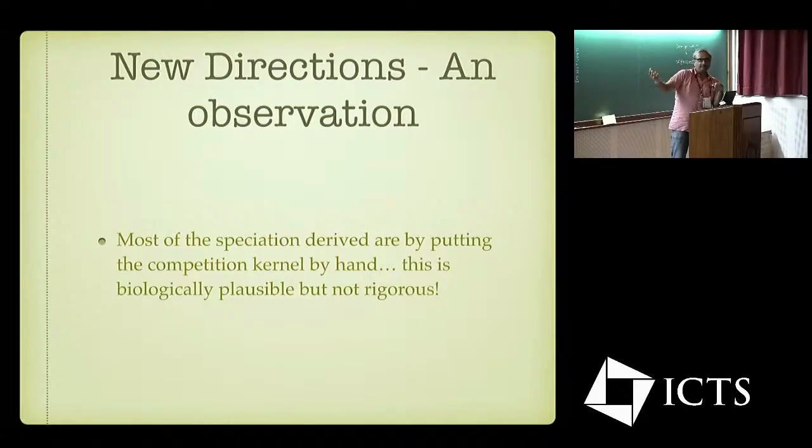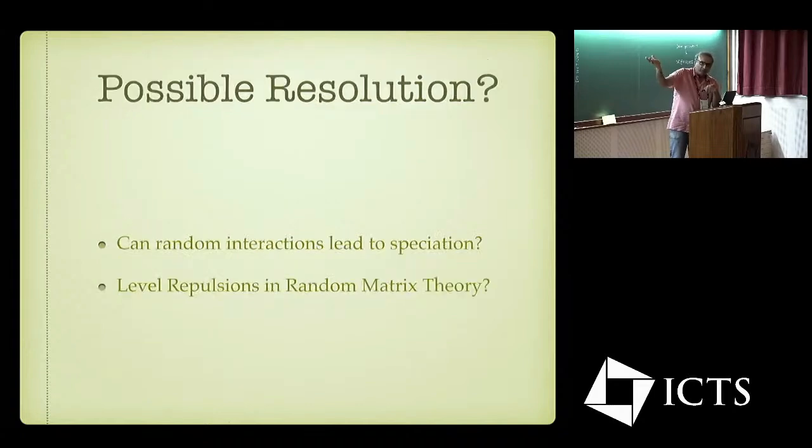If I and you have the same skills, we are likely to compete the most. But it's still an assumption. Is there a way to go past that assumption? I have some ideas from quantum chaos literature, random matrix literature, where this sort of a repulsion happens naturally. So maybe there are some parallels over there.